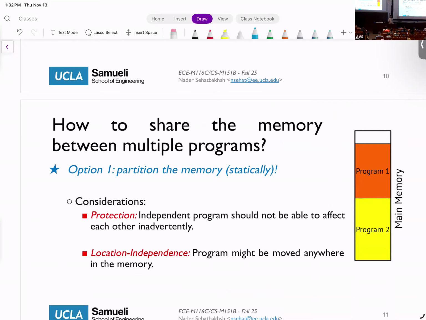Okay, how do we do that? Essentially, we use two very simple things. For location independence, we use base pointers. Remember, I told you that addresses could be either absolute or base plus some offset. So I can always start the program at some base and everything would be offset to that. So any address in my program is always offset to some base.